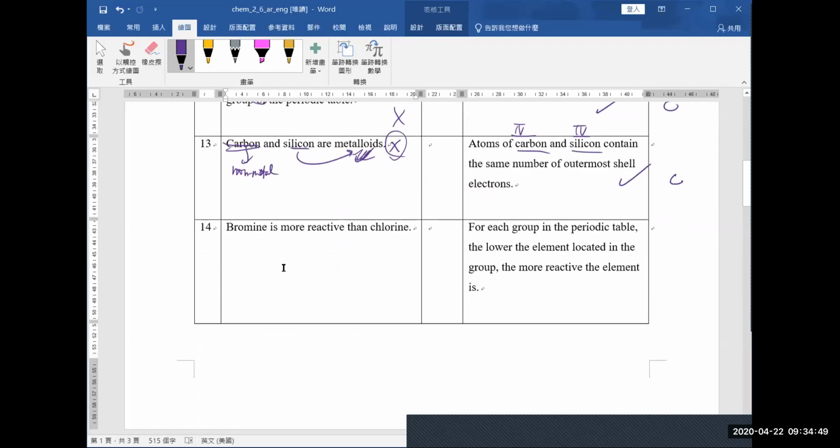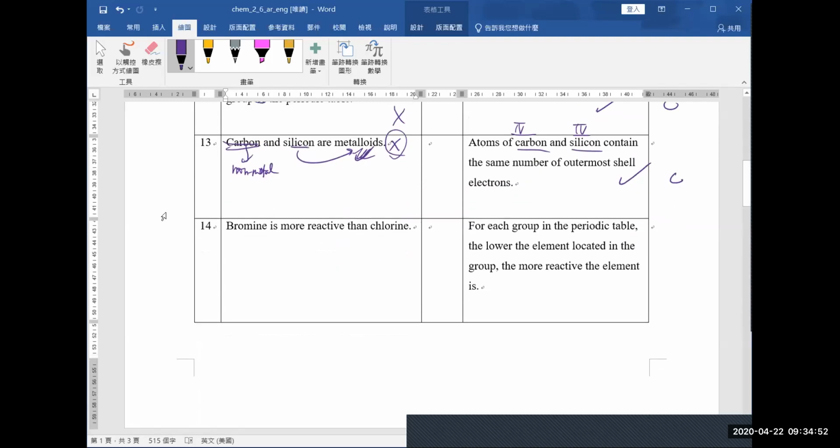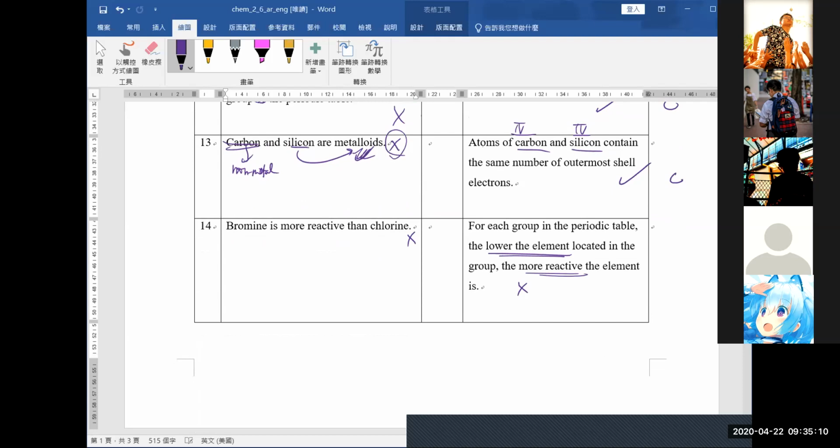Bromine is more reactive than chlorine. For each group of the periodic table, the lower the element is located in the group, the more reactive the element is. A very authentic question. The answer is that it is not always the case, right? Because the lower the element is located in the group, the more reactive it is only applies to group 1 and group 2. They are metals, so they are different. Only applied for group 1 and group 2 metals.